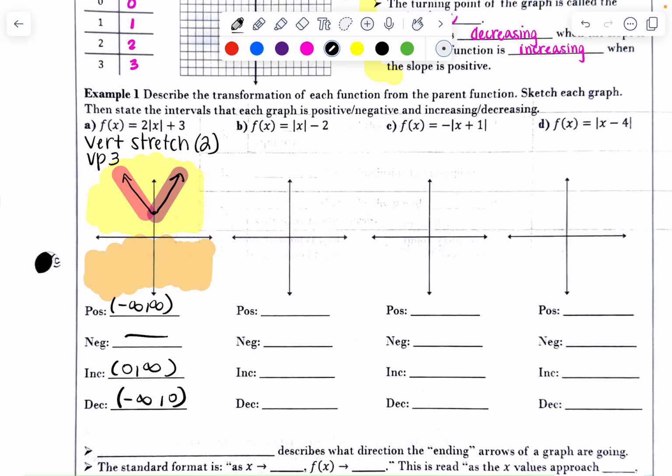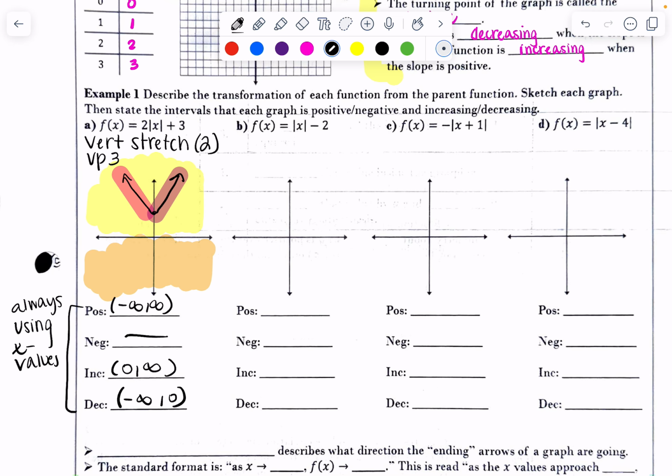Please make a point on this side. We're always using x values. Okay, so think of it as positive, negative of domain, increasing, decreasing of domain.